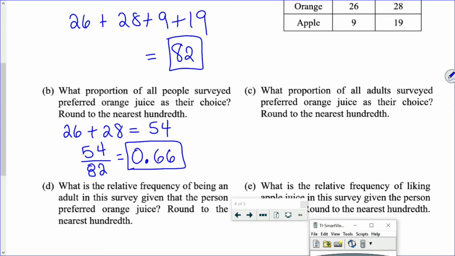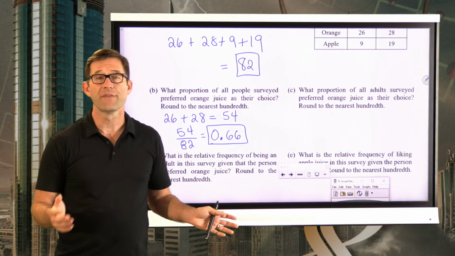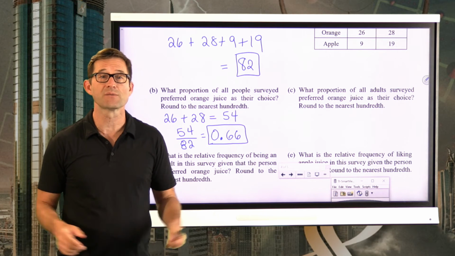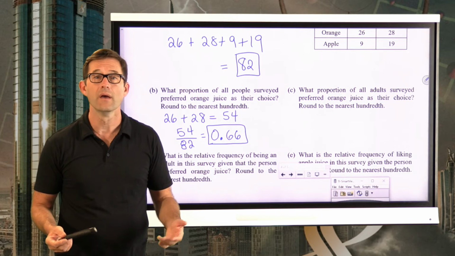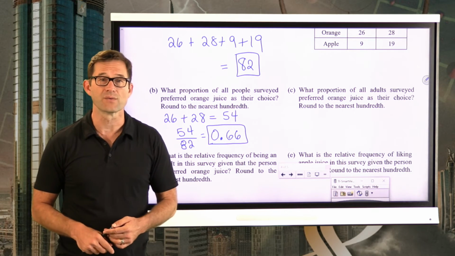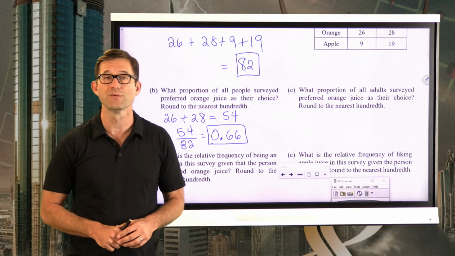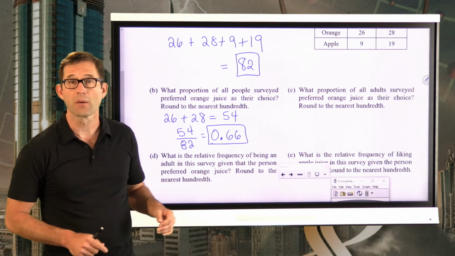Now granted, I want to be able to look at that easily and say, well, 66% of all the people that were surveyed preferred orange juice. That makes sense. I'd rather probably have orange juice than apple juice in the morning, but there's our proportion.